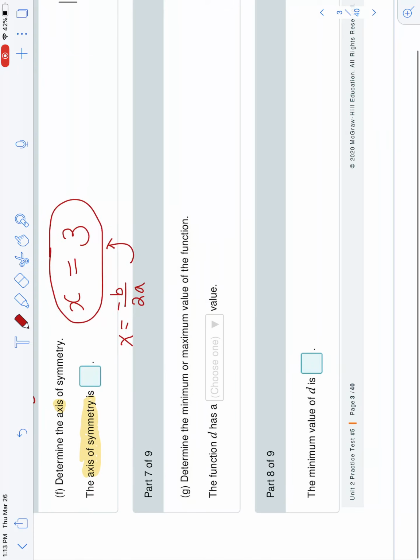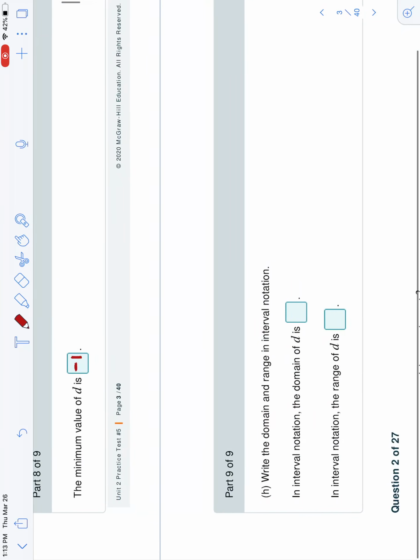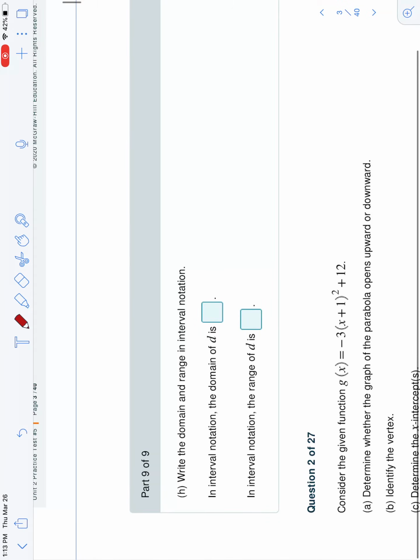of the vertex. Okay? So let's say, determine the minimum or maximum value of the function. It has a minimum value. And part 8 is asking the minimum value, which is -1. So they were kind of going together. And if you get a graph that's opening upside down like that, then you will have a maximum. But to find that value, you just have to go with the y-coordinate of the vertex, okay? So remember that.